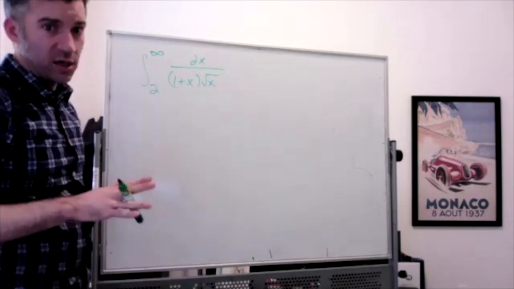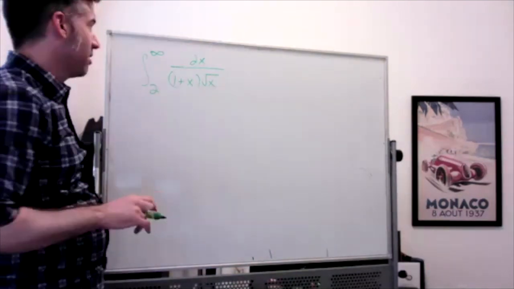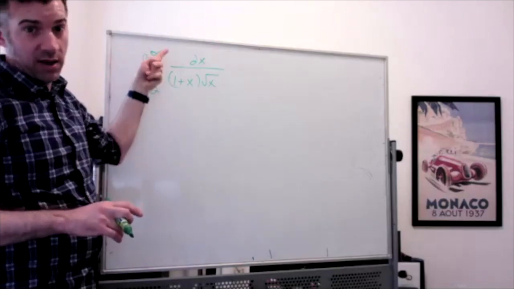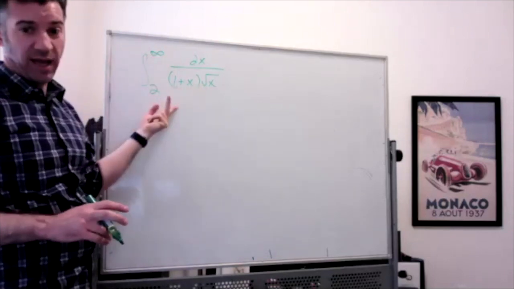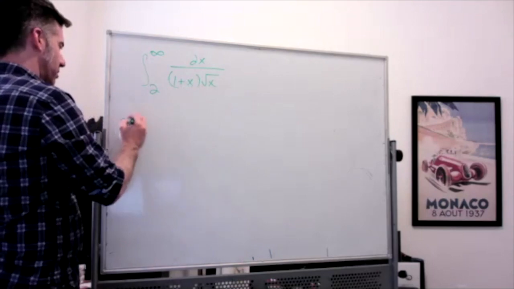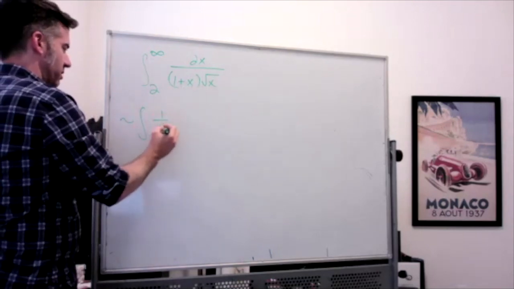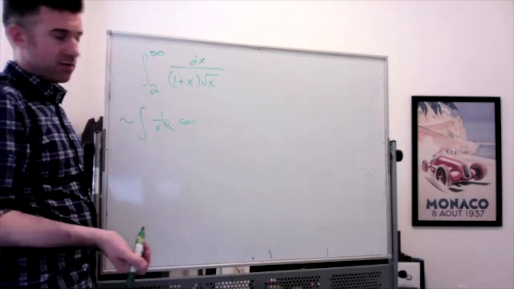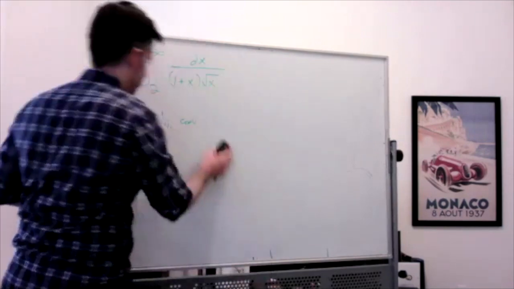And my intuition here is that this converges, because again, for the highest power of x on the top, I don't have any x, so it's 1. And the highest power of x on the bottom, I have an x to the 3 halves. So this is looking like the integral of 1 over x to the 3 halves, which I know converges. Okay, so I'm pretty sure it converges.